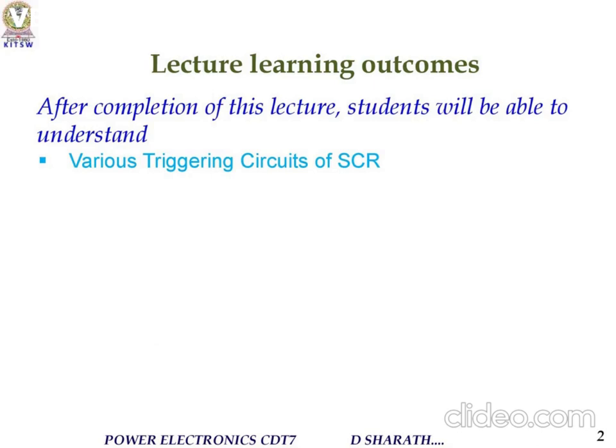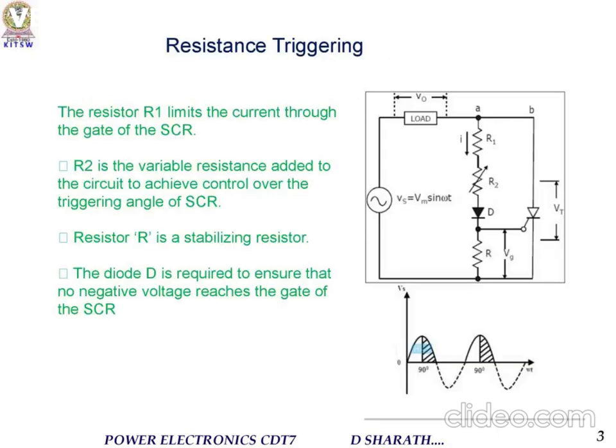Why do we require triggering? In order to turn on the SCR we have to give the gate pulse to the SCR. For this, we are using various triggering methods. In detail, we are going to study each triggering method, that is R triggering, RC triggering, UJT triggering. Coming to R triggering, this is the resistance triggering.